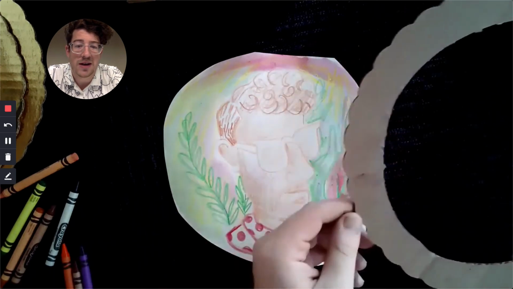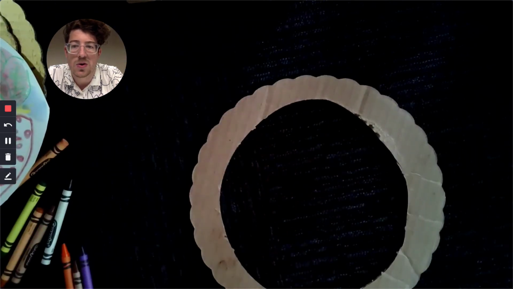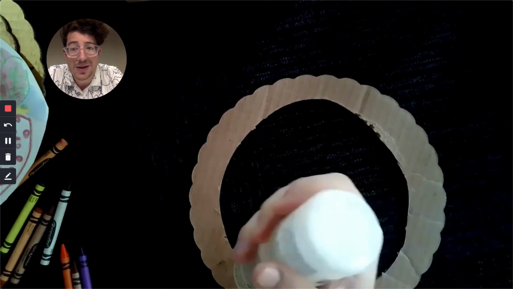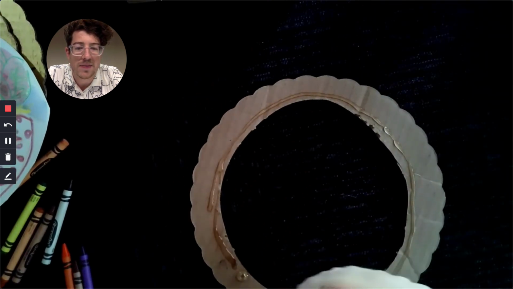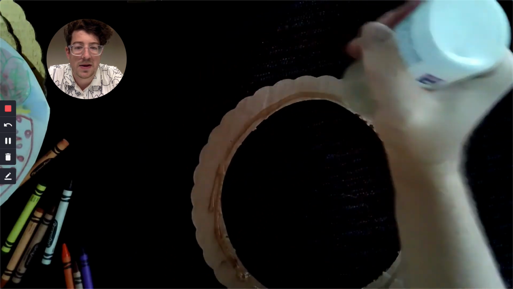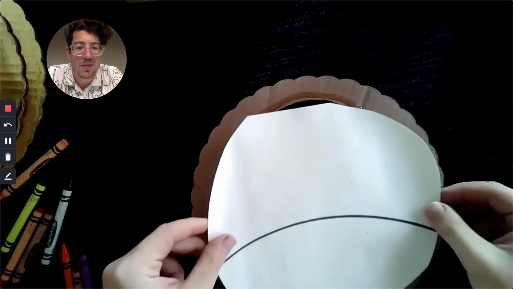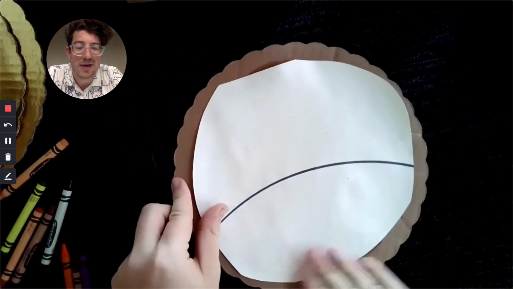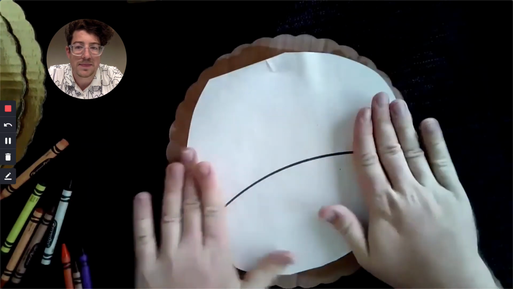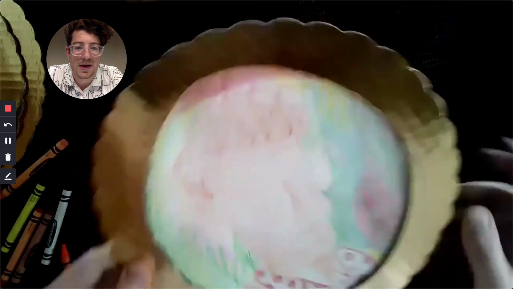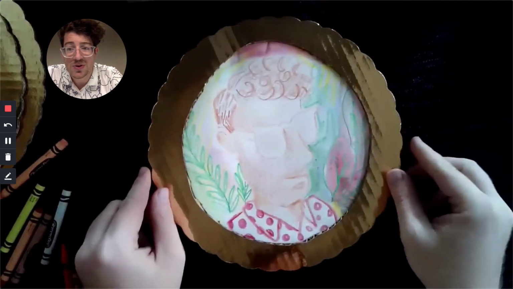Now, when you're finished, we're going to take some glue. And you can use a glue stick or Elmer's glue, or glitter glue, whatever you have. And we're going to put some glue on our frame. Got some glue on our frame. And then we're going to add our portrait to it. And we want to make sure that we press down the edges all nice.